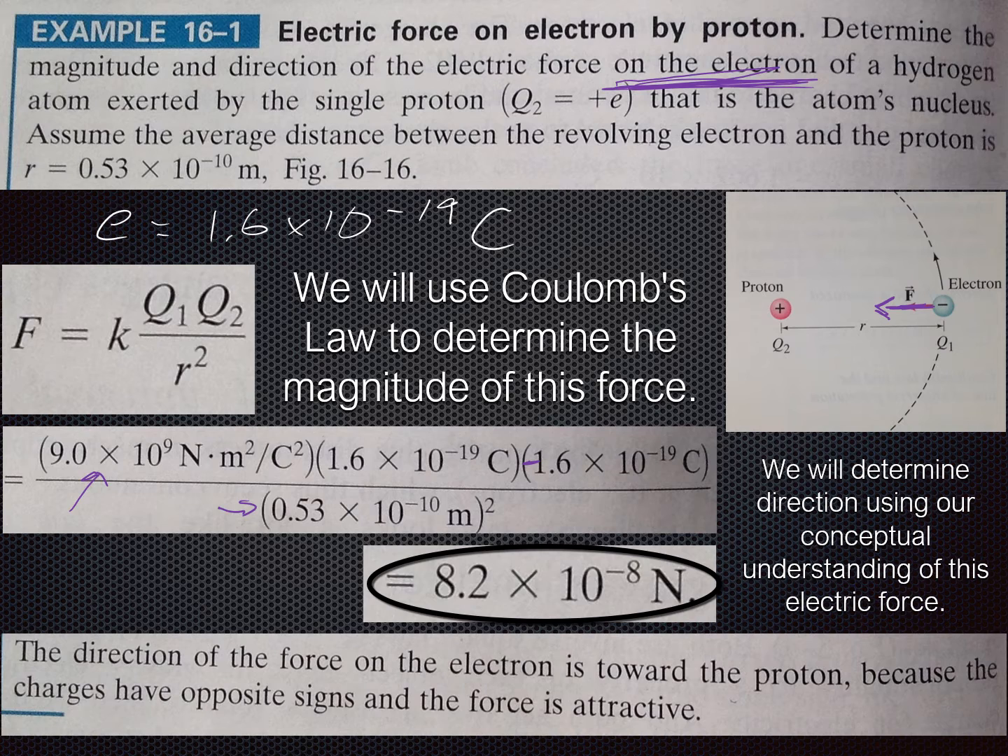That would mean the direction of the force that is on the proton would then be to the right because it's an attractive force. As they're attracting one another, the proton wants to go to the right, and the electron wants to go to the left. Pretty sensible.